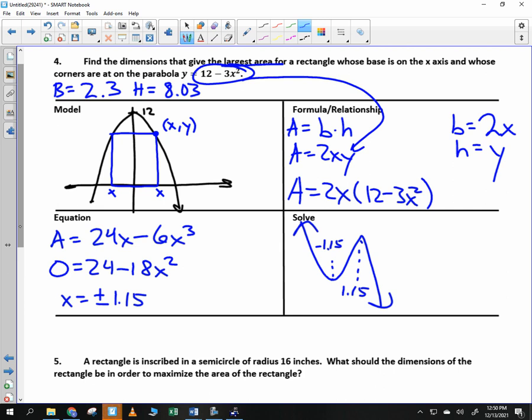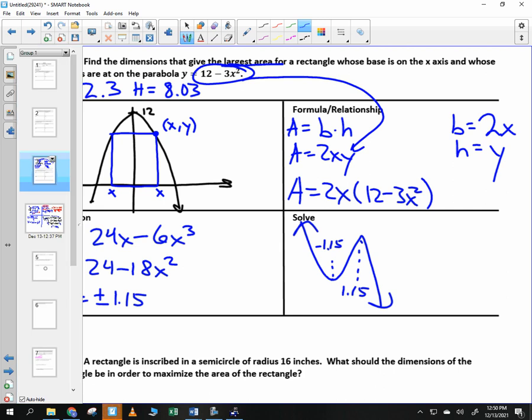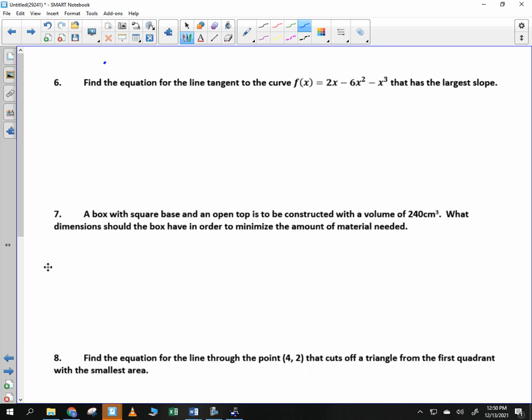I like it. We're going to skip the next one. We're going to move here.